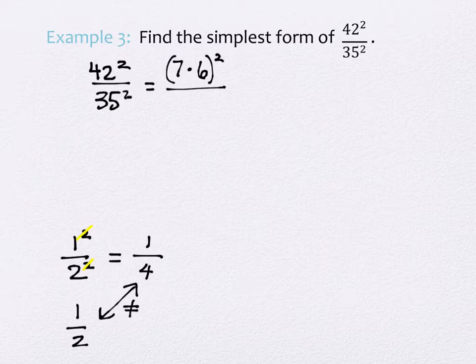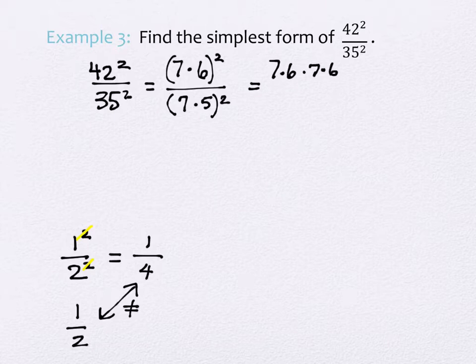Can I do something similar for 35? What would it be? 7 times 5. Okay, is everybody good so far? All right. So what we really have is on top 7 times 6 times 7 times 6, right? Because that's what squared means, multiplied by themselves. And on bottom we have 7 times 5 times 7 times 5. Now when it's written out as a series of multiplication steps, we do have the ability to reduce by dividing them. Is what we're really doing.